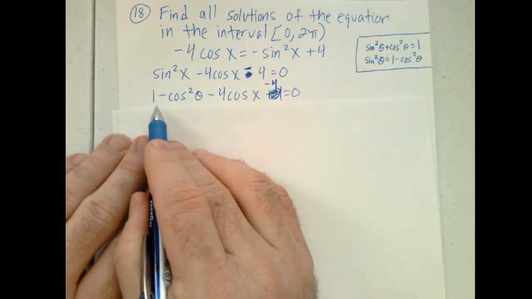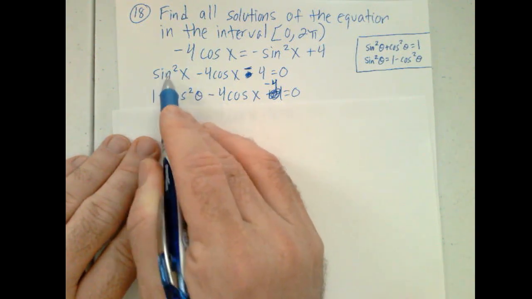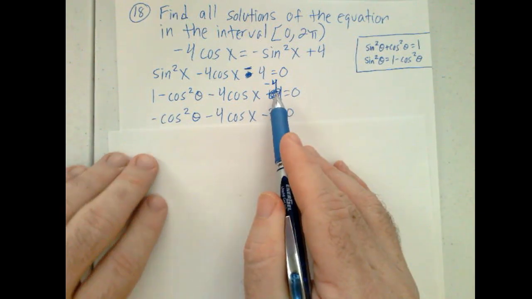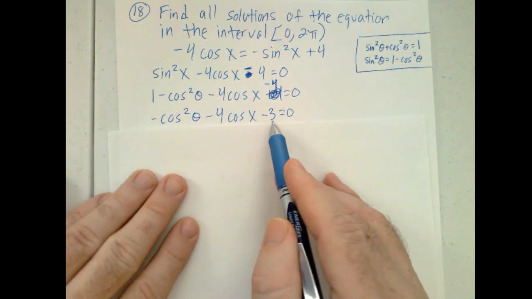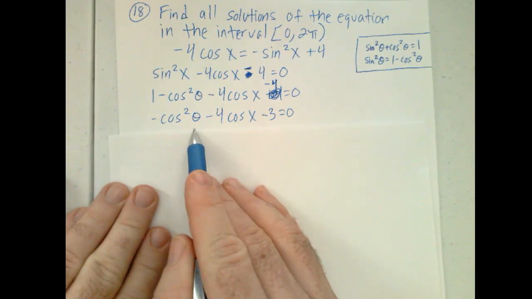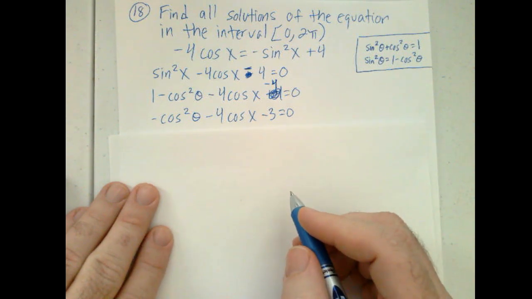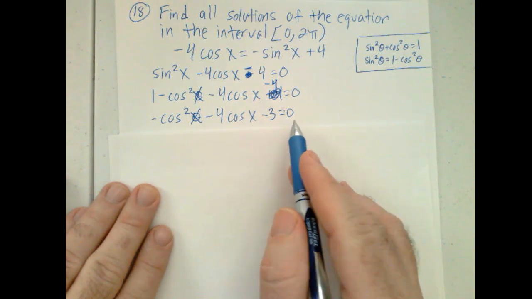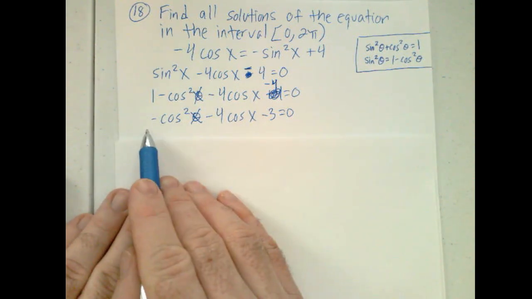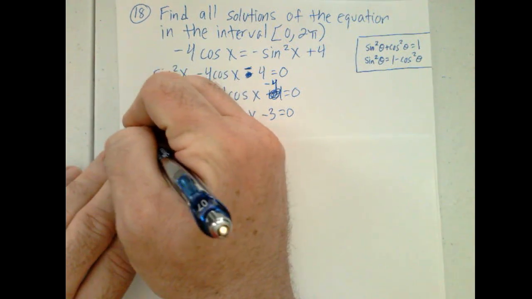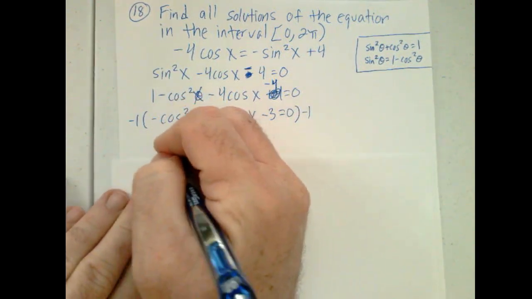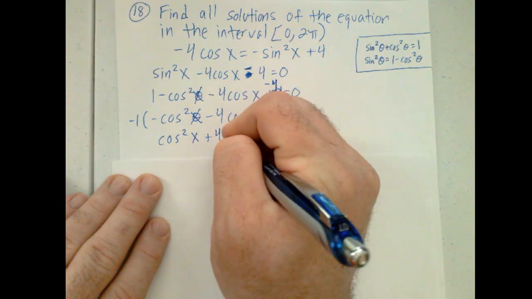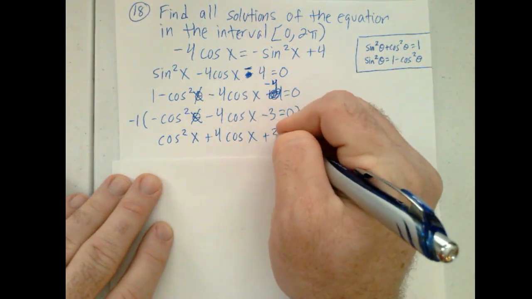And that gives us 1 minus cosine squared theta that replaced this, minus 4 cosine x minus 4. And then we consolidate the 1 and the negative 4 into negative 3. And we have negative cosine squared theta, that should be x, sorry, minus 4 cosine x minus 3 equals 0. I don't like negatives, so we're going to multiply all the way through by negative 1. Now that gives us cosine squared x plus 4 cosine x plus 3 equals 0.